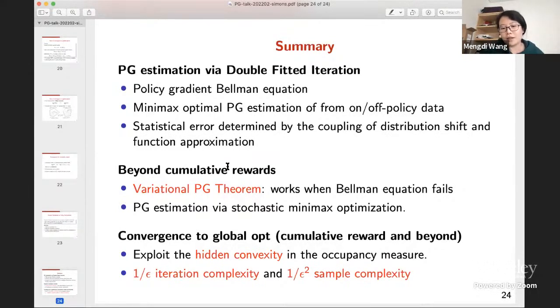And finally, the entire landscape of policy optimization can correspond to a hidden convex optimization problem in the space of occupancy measures. And if we do the analysis in the correct space, one can actually show that the iteration complexity is as good as 1 over epsilon, comparable to convex optimization. And the sample complexity is 1 over epsilon square, which finally matches the known lower bound for MDP theory. Okay, so that's the end of my talk.